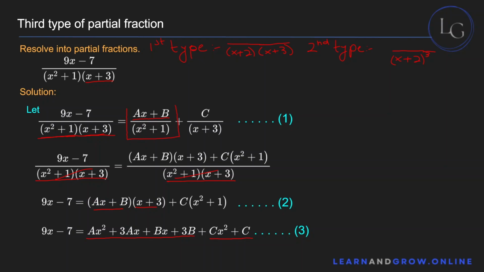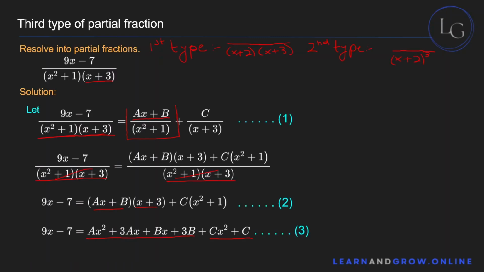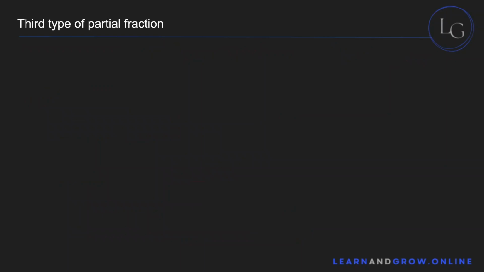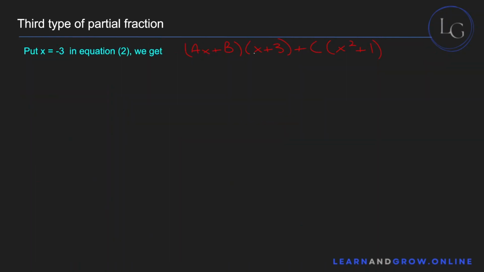Now, what will you do? Well, you have to put x is equal to minus 3 into equation 2. Look at this. What was equation 2 actually? It was ax plus b into x plus 3, and we'll basically add c into x squared plus 1. If I am not mistaken, let's just see. Yep, that's exactly what it is. So this is equation 2.